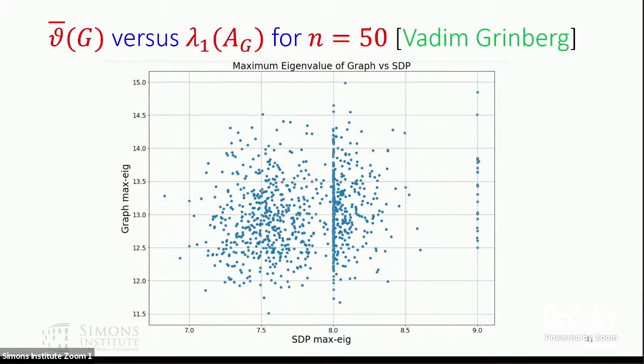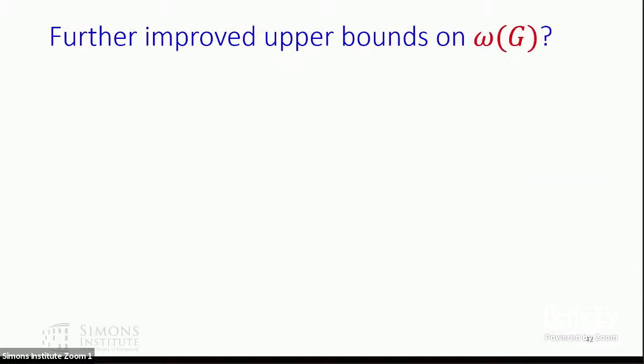Okay, so we see that the theta function does a better job than the maximum eigenvalue. And in fact, in this graph, sometimes it really tells us what's the size of the maximum clique. So, yes, those really were the max.